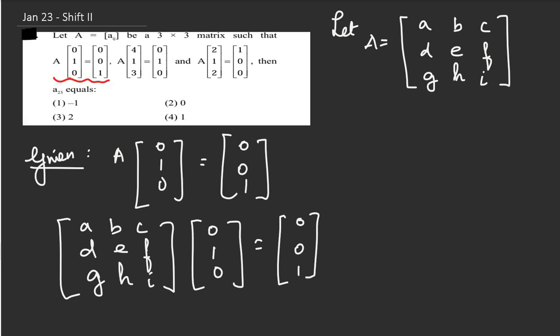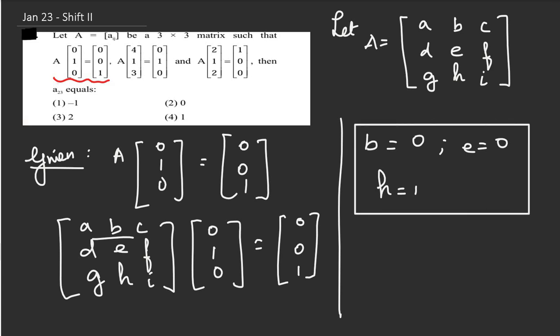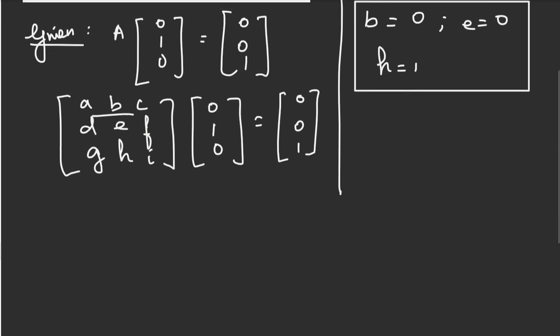So multiplying both the matrices, we get B is equal to 0, E is equal to 0 and H is equal to 1. These are the first set of elements that we have got. Next, similarly, we consider the second equation. We take the second set of elements here.